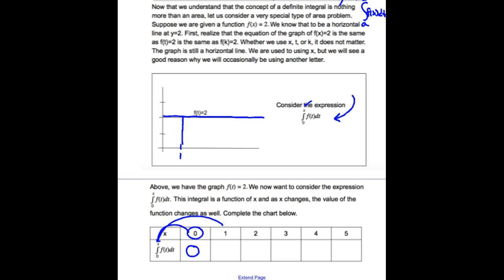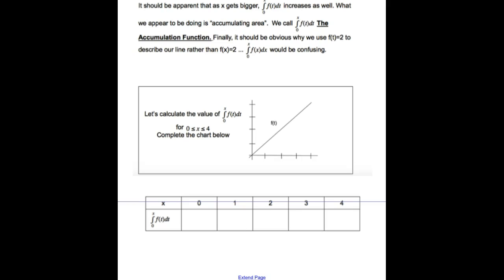When we put a 1 and we integrate from 0 to 1, what we're doing is finding the area of this 1 by 2 rectangle, so it's 2. Likewise, when we go to 2, we've got the 2 by 2 rectangle, so it's 4. Similarly, when we go to 3, we've got a 3 by 2 rectangle, and 4, the 4 by 2 rectangle, etc. All we're doing is collecting area. As x gets bigger and bigger, my area grows and grows, so hence we call this the accumulation function.